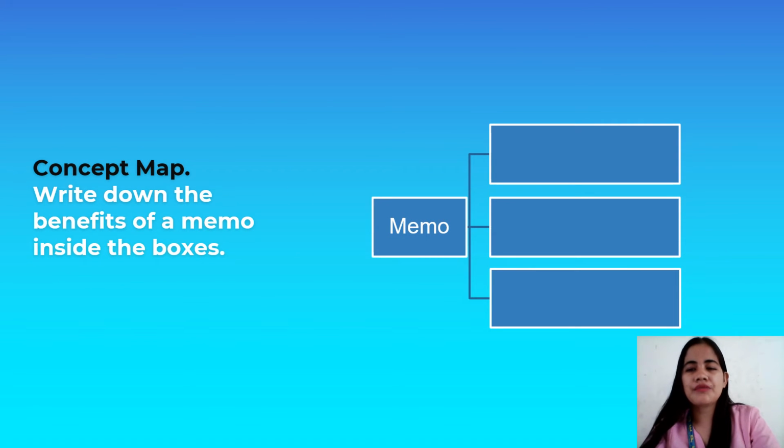So we have the activity for a memo. You see, we have the concept map. Write down the benefits of a memo inside the box. So you write your answer on your paper and you submit it to your teacher. So you write the benefits of a memo inside the box.